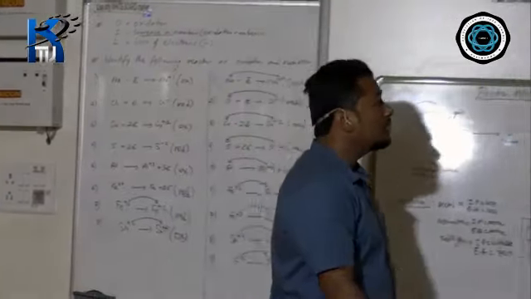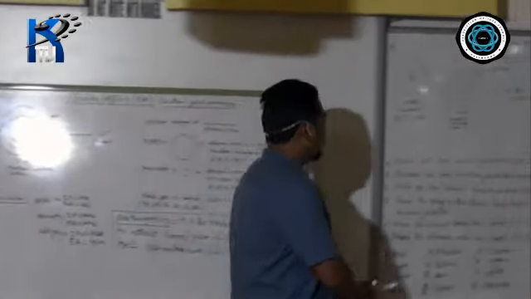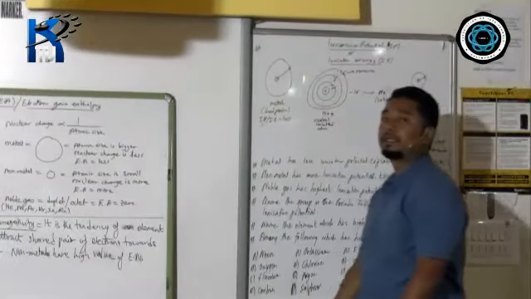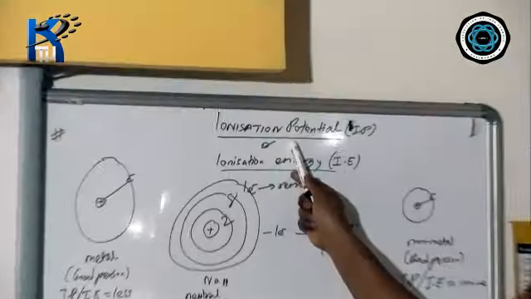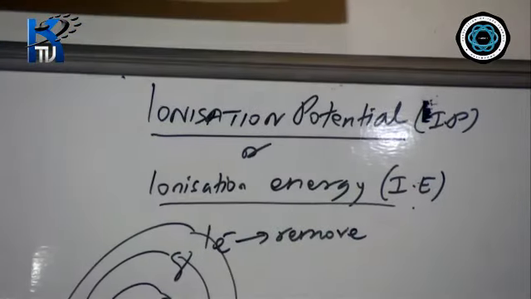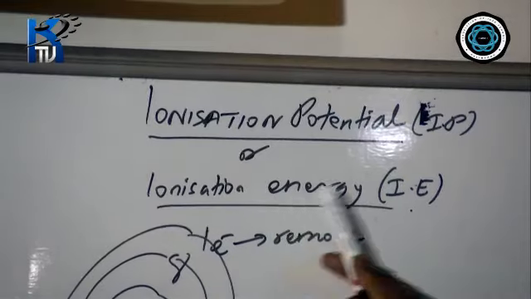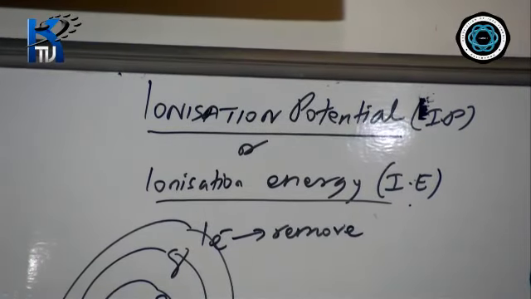Okay. Now we are going to go with a new term which is there in the chapter called the periodic table, and the topic of that chapter is called ionization potential, abbreviated as IP, or ionization energy, abbreviated as IE.